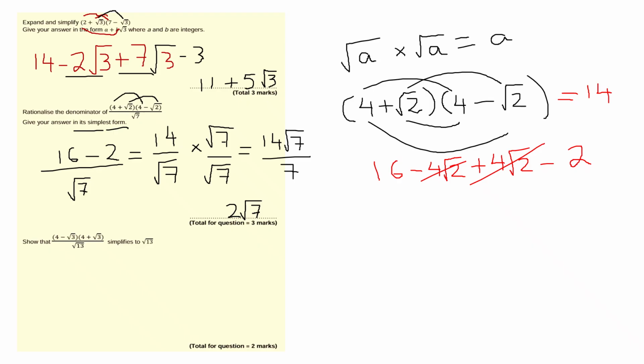Which obviously sounds a bit odd because you've got some surds, but that is how the difference of two squares works. So if you ever hear me say it, a squared minus b squared is equivalent, i.e. the same as a plus b times a minus b, in factorized form.